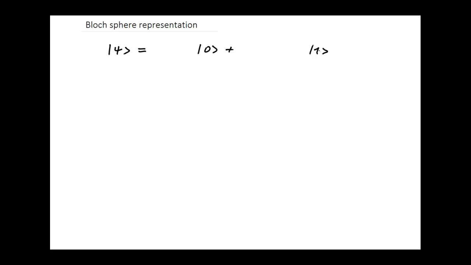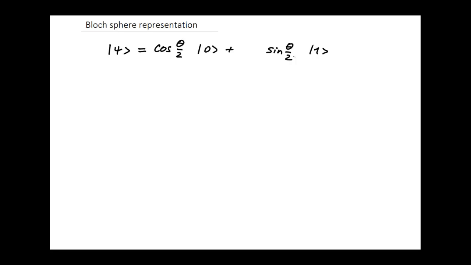And we know that the sum of the absolute value squared of the coefficients must be equal to 1. One way to achieve that is to write the first coefficient as a cosine of some angle theta over 2, by convention, and the second coefficient as a sine of the same angle. Since sine squared plus cosine squared is equal to 1, we have automatically satisfied the normalization condition. Now, of course, the coefficients can be complex. They are not necessarily real.